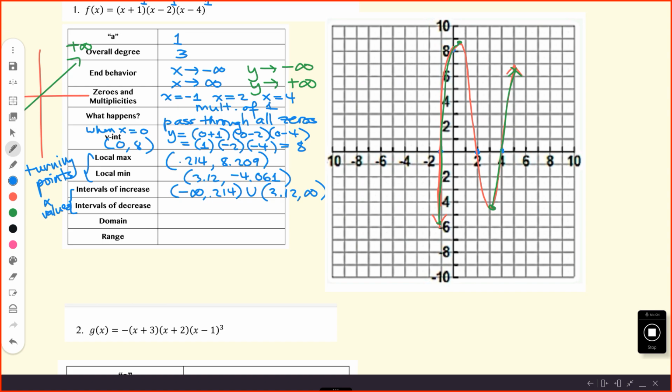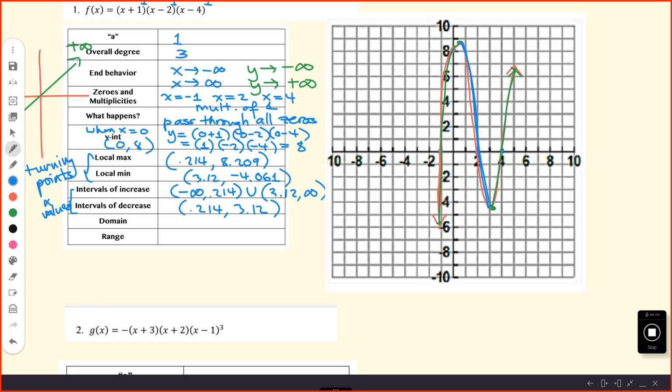All right, interval of decrease. Can you give me the interval of decrease? How many intervals of decrease do we have? Only one, yes. So this middle part is the decreasing part, right? 0.214, yes, that's correct. Christian, comma. What's the x value of the minimum? 3.12. Okay, so that's the interval of decrease.